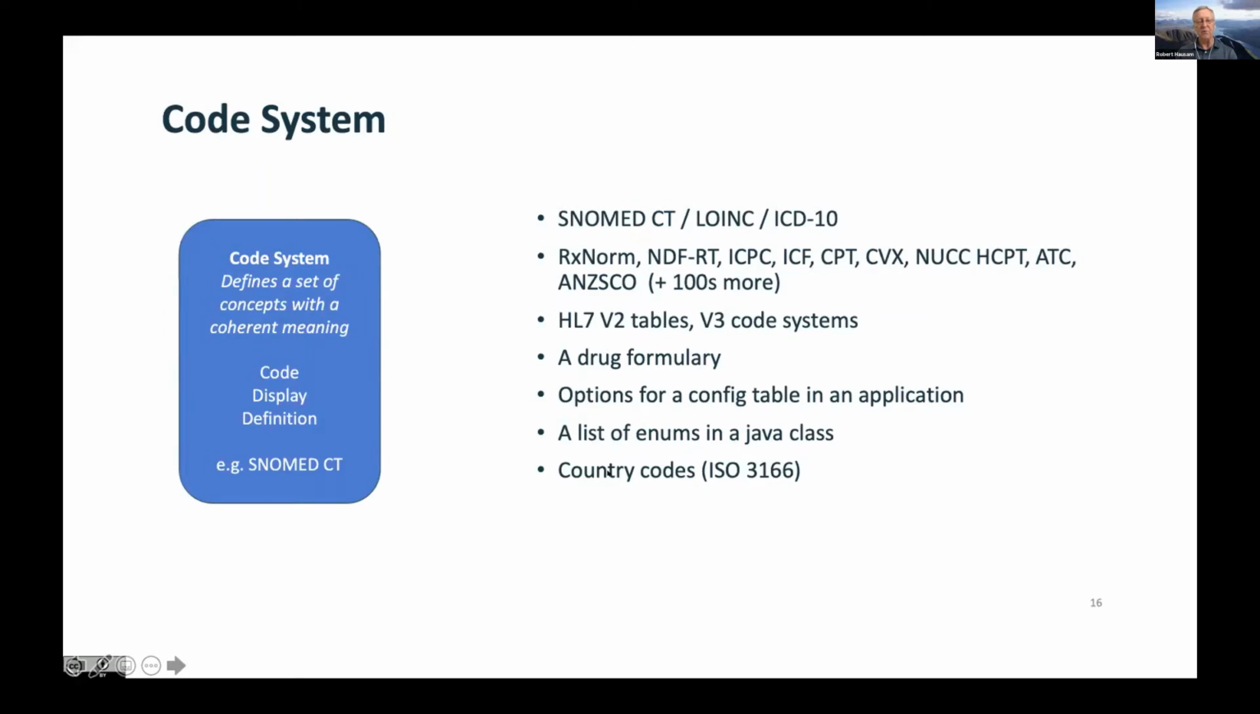We won't go through all of those, but it can also be other kinds of things that we wouldn't maybe always think of. HL7v2 tables can be code systems. HL7 version 3 also has many code systems, and things that you might have more locally, like drug formularies, or config tables, or enums in a Java class, or the ISO country codes. These can also be code systems.